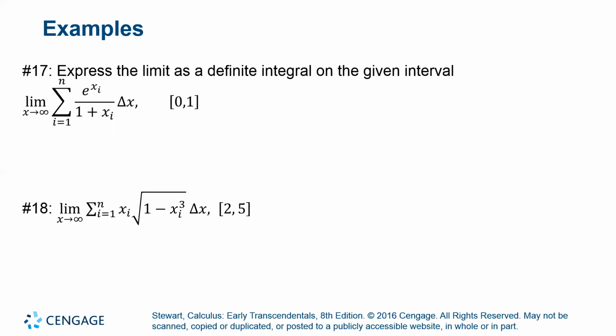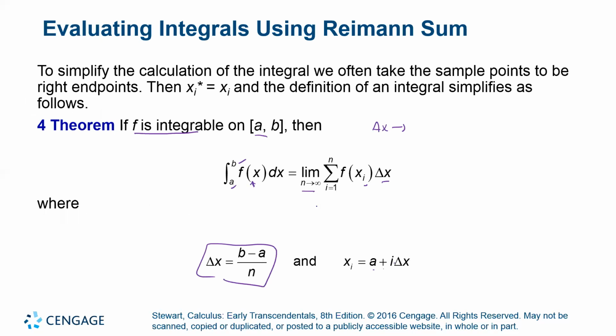Say, express the following as a definite integral. So according to this theorem, we are looking at it from the right-hand side, from the right to the left. Okay, we want to write the sum given as a definite integral. Okay, so what is that?